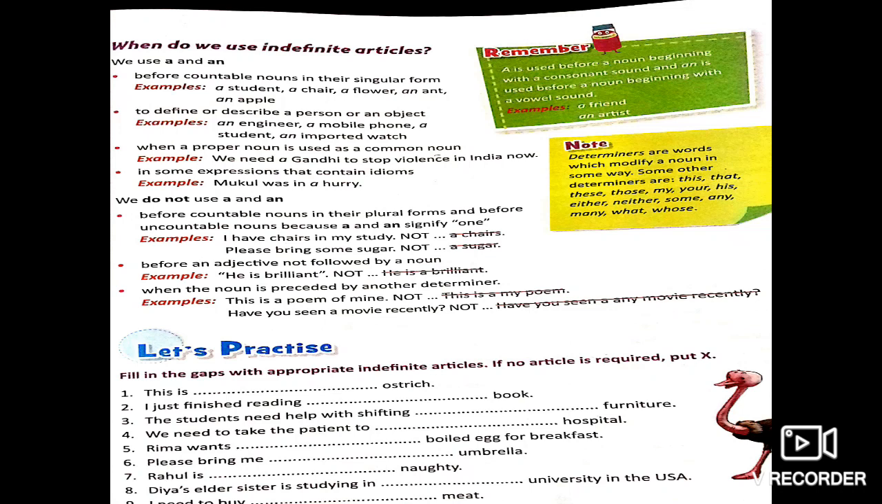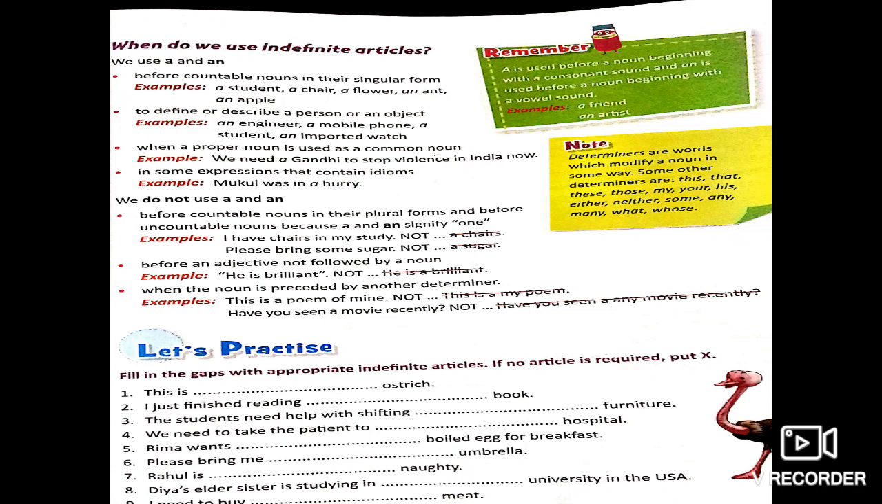The last point, when the noun is preceded by another determiner. When we find a noun, a determiner is used before it. Just look above, that note in the yellow box mentions what determiners are. Determiners are words which modify a noun in some way. Some other determiners are this, that, these, those, my, your, his, either, neither, some, any, many, what, whose. So these are the determiners.